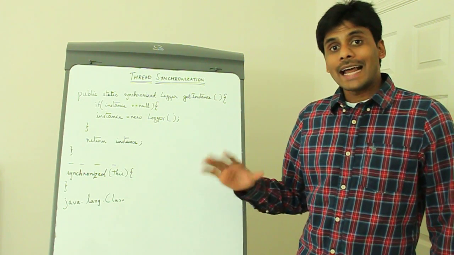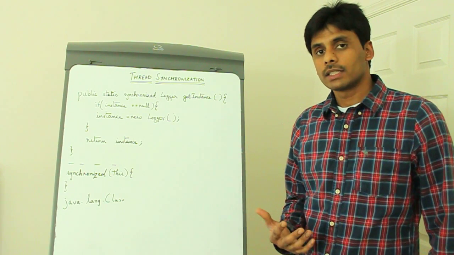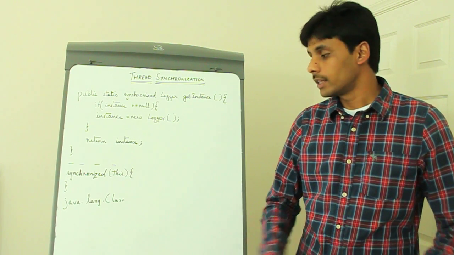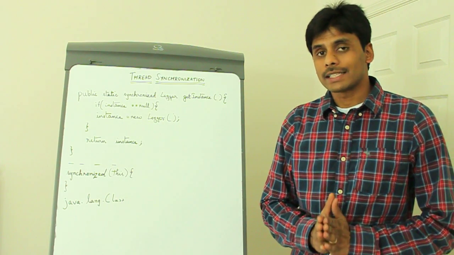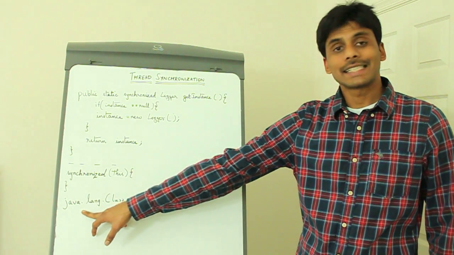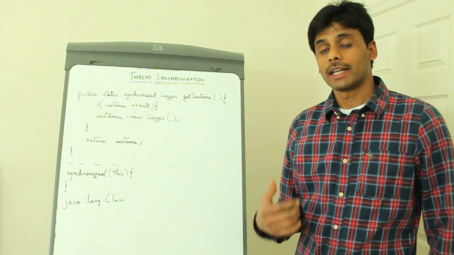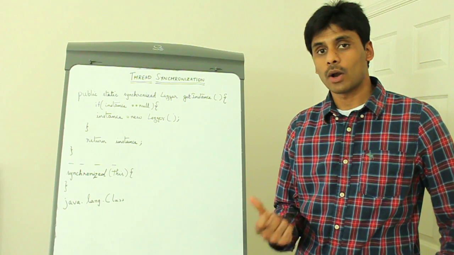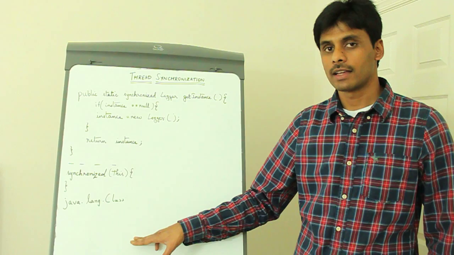We can also have static synchronized methods, and when threads invoke the static synchronized methods, they acquire the lock on the java.lang.Class instance. Every class in Java that's loaded into memory is represented as an instance of java.lang.Class, and when a thread accesses the static methods which are synchronized, it acquires a lock on that particular instance which represents that class in memory.